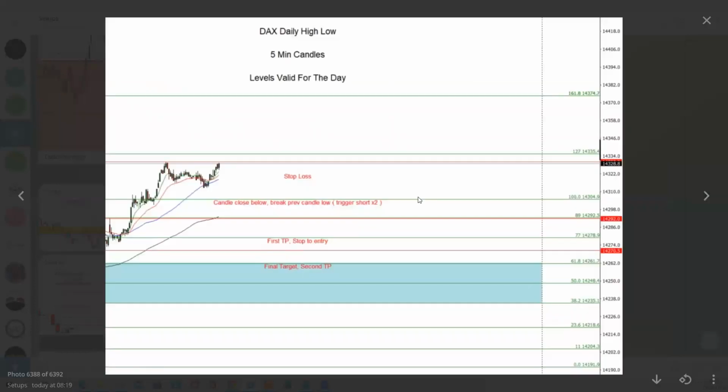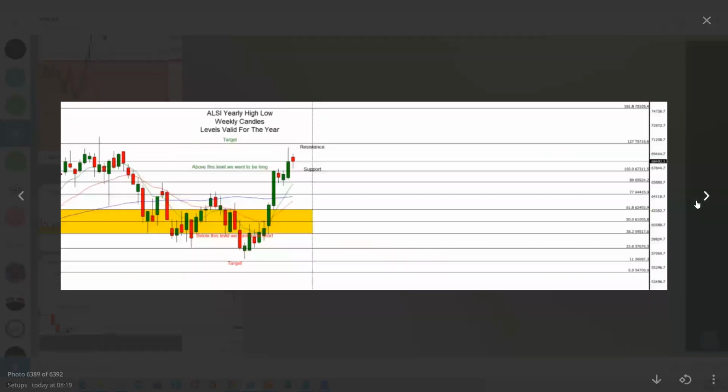On the DAX daily high low, currently between the levels of 100 and 127, no real triggers more to the upside. We need to wait for moving average crossover. So 8 crosses 21 to the downside, and with that, a candle close below the 100 level, break previous candle low to aim for the 77 first TP, 61.8 second TP, stop loss being halfway between the 127 and 100. And remember, guys, same rules apply with the red lines.